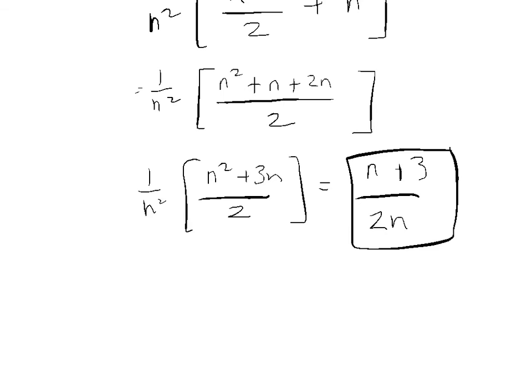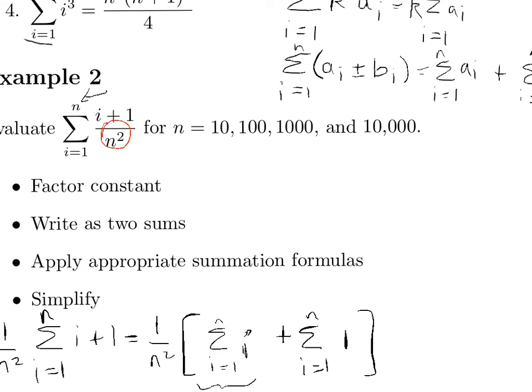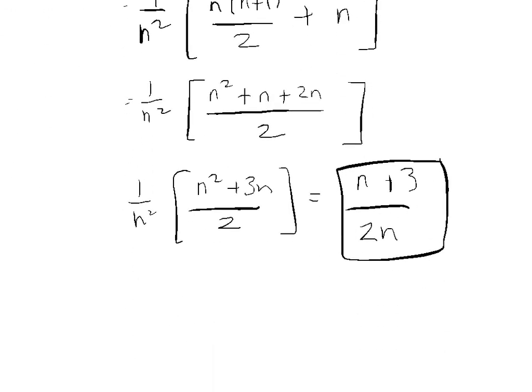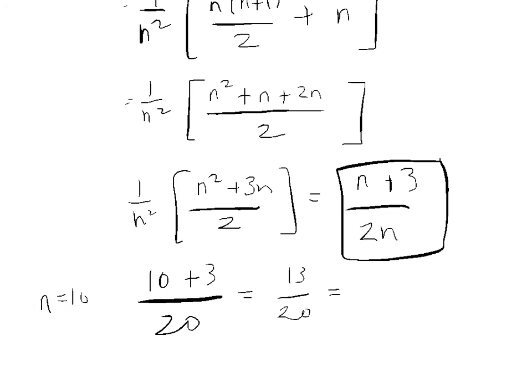Now, the second part of the question asked us to evaluate it for particular values: 10, 100, 1,000, and 10,000. So, when n equals 10, we plug in 10 plus 3 over 20. We get 13 over 20, right? In decimal form, that's 0.65000.